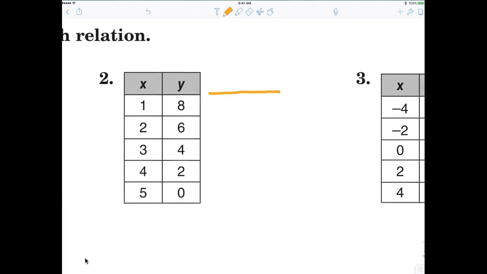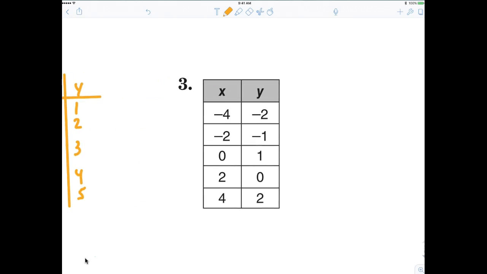What I'm going to do is, again, make the little table, and then we are going to put x, y, and then it would be 8, 6, 4, 2, 0, 1, 2, 3, 4, 5. Again, all I did was change the x's to the y's and the y's to the x's. So one last example here for question number 3.